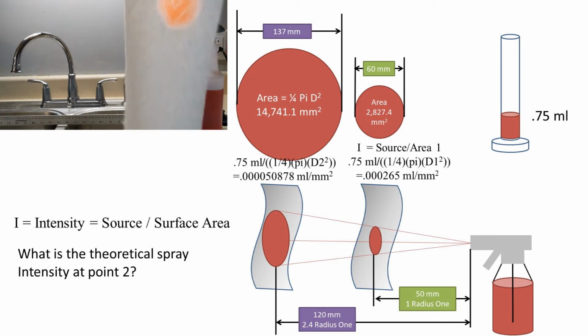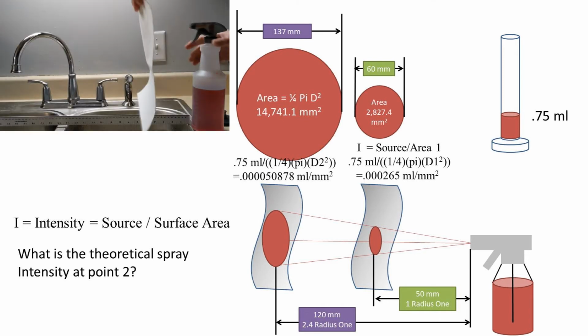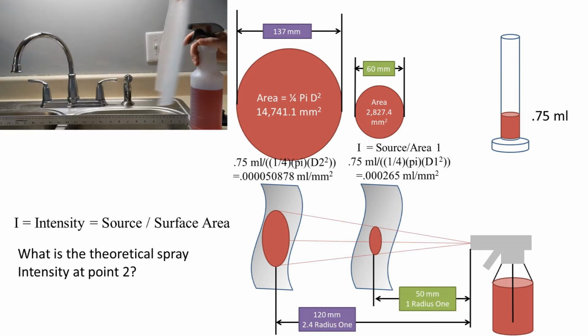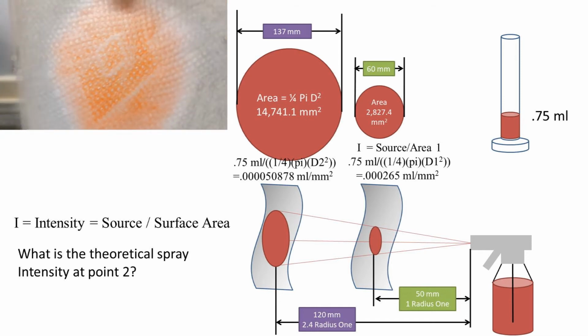I have listed the experimental values here. Keep in mind this is the average intensity. We want to determine what the theoretical spray intensity should be at the second condition of 120 millimeters away.